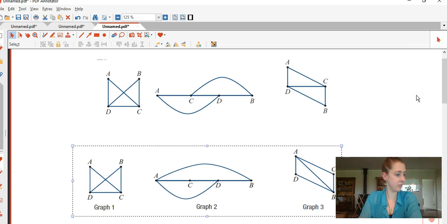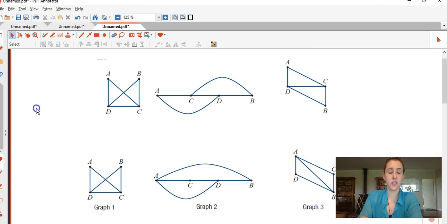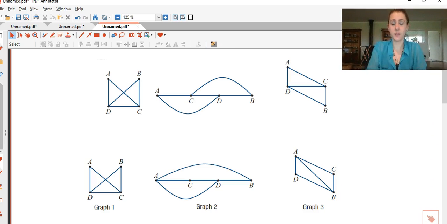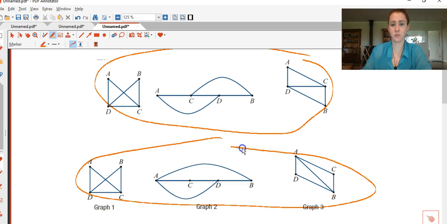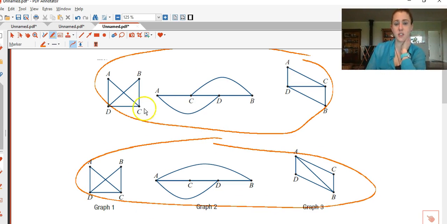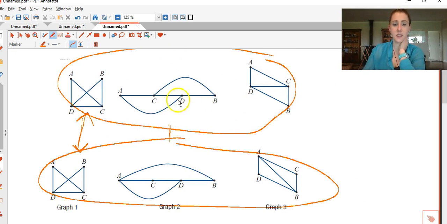Okay, so now we're moving into isomorphic and connected graphs that we started looking at today. I've got up on the screen here a collection of 3 graphs up the top and then a collection of 3 down the bottom. I want to draw your attention to how these 2 are the same graph and that each of these look very similar.